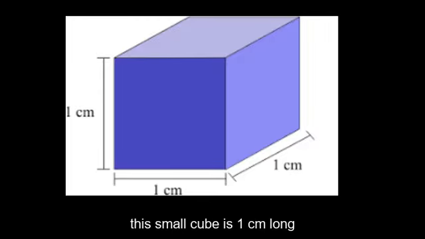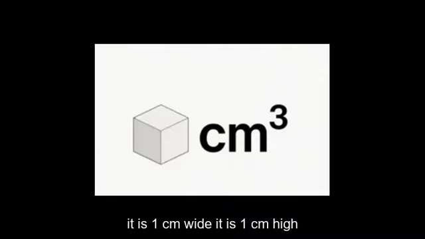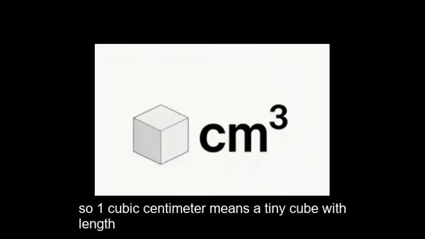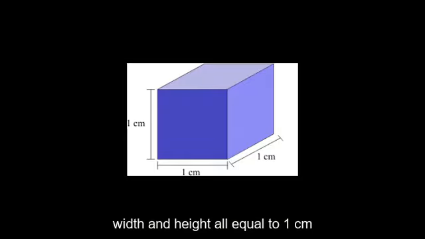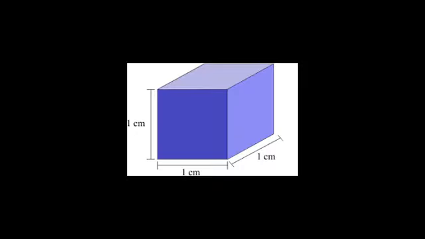This small cube is 1 centimeter long. It is 1 centimeter wide. It is 1 centimeter high. So, 1 cubic centimeter means a tiny cube with length, width, and height all equal to 1 centimeter.